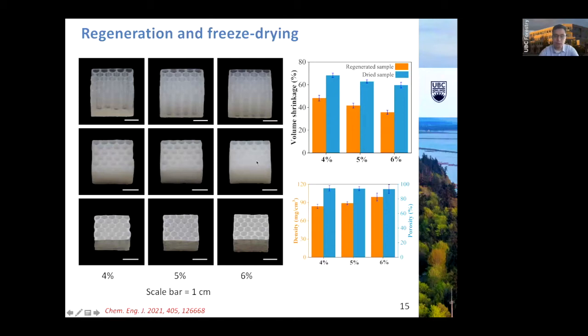So it becomes translucent, with a little shrinkage. And after that, we freeze dry it into this dry structure. The density of the printed structure is about 80 to 90 milligrams per cubic centimeter, with porosity about 90%, and the volume shrinkage is restricted at higher concentration because there is more material. But nevertheless, there is about 40% to 50% shrinkage from the original printed structure.